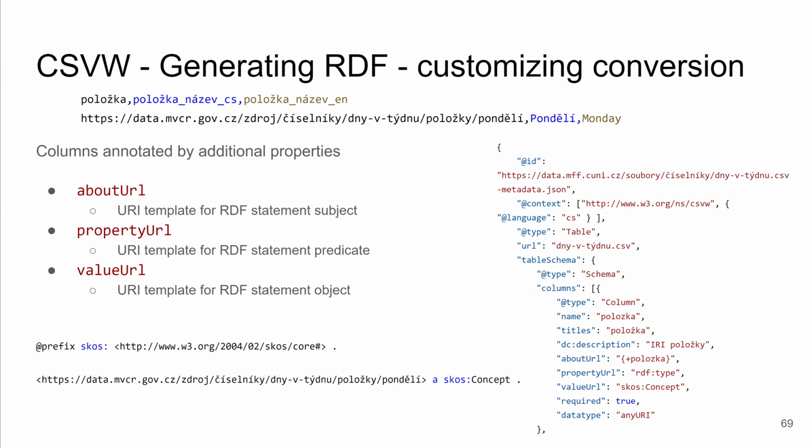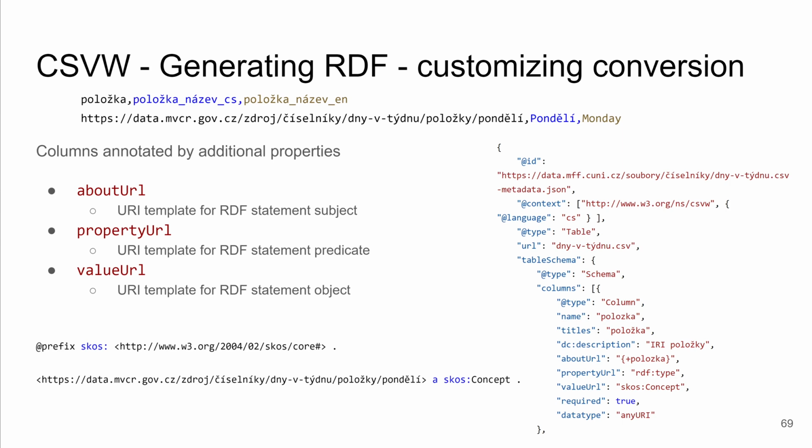We'll have a table schema describing this CSV file, which is on the right. And we will use three additional JSON keys here. About URL, which is the URI template for the RDF statement subject that should be used for this table row. The property URL, which is again a URI template, which will be used to generate a predicate in the resulting RDF triple, and then a value URL, which is again a URI template, and the result of the expansion will be a URI of the object in the resulting RDF triple.